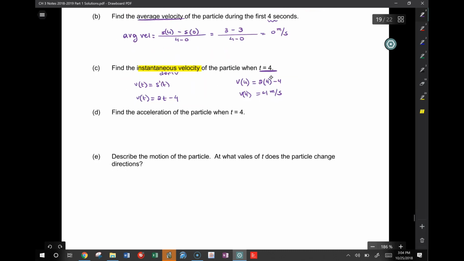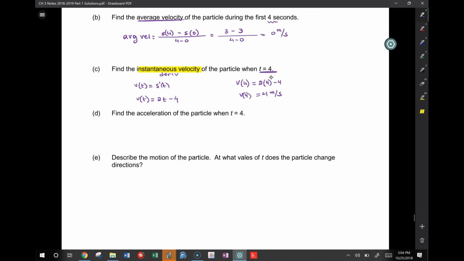Okay, let's pause here and look at form and notation. Do you see how everything is labeled properly? This is v of t. This is v of 4. What I don't want to see is v of t is 2t minus 4, and then that's equal to 4. No, because one is v of t, one is t. And you shouldn't have random equations on random parts of the page. Have a logical follow through with this stuff.